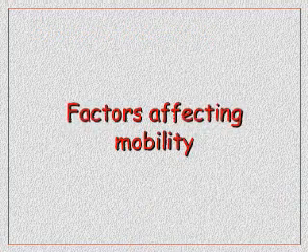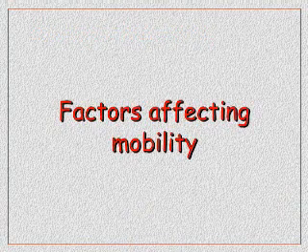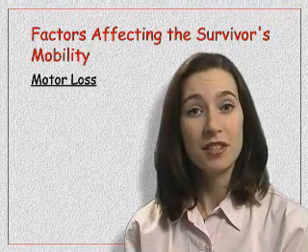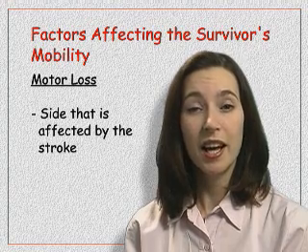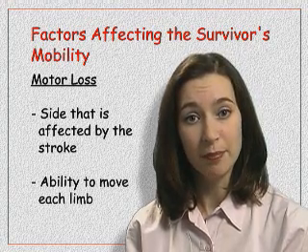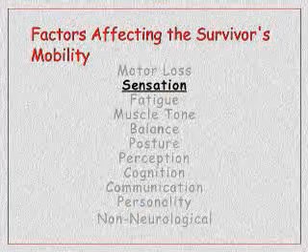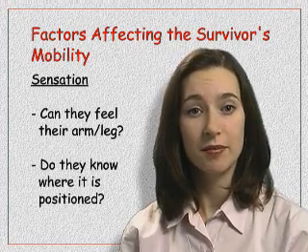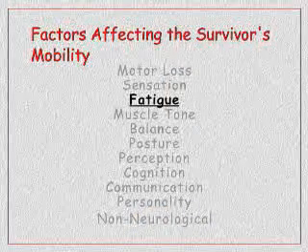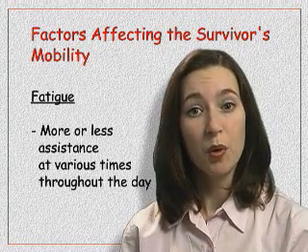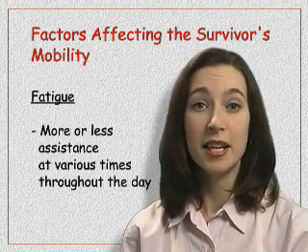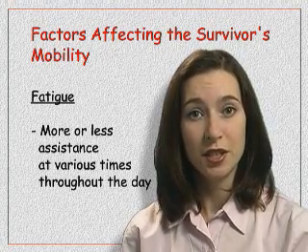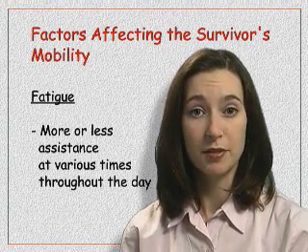There are many factors that can affect a stroke survivor's mobility and their ability to transfer. The first of these factors is motor loss. This refers to the side that has been affected by the stroke and the individual's ability to move each limb. Sensation. Can the stroke survivor feel their arm or leg, and do they know where it is positioned? Fatigue may also play a role. A stroke survivor may require more or less assistance at various times throughout the day because of fatigue. This may change the type of transfer you do, how much assistance you require, or how you perform the transfer.